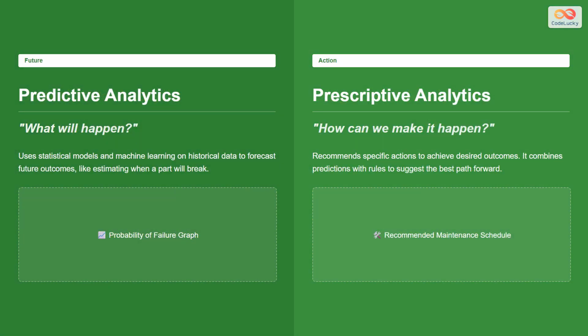Moving to more advanced techniques, predictive analytics uses machine learning to answer, what will happen? Forecasting future events like part failures. Prescriptive analytics is the final stage, answering, how can we make it happen? It recommends specific actions, like a maintenance schedule, to achieve the best outcome.